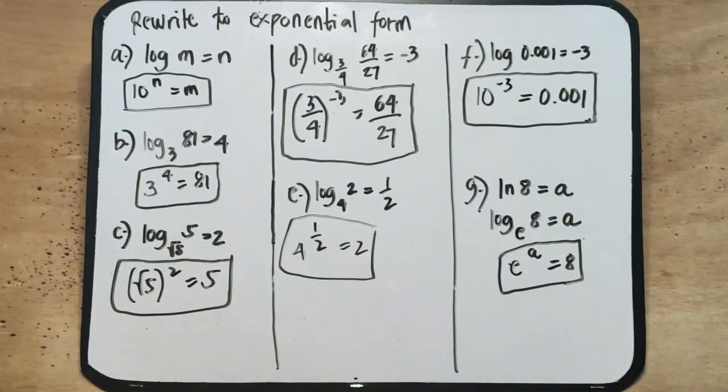So that's how we rewrite a given logarithmic equation to its equivalent exponential form. Understood?